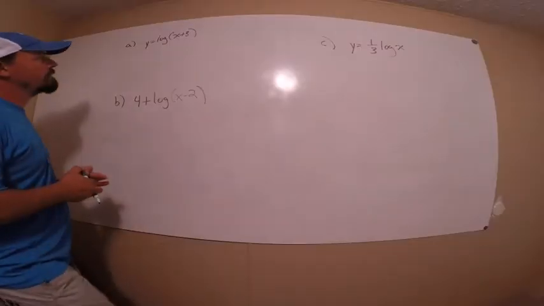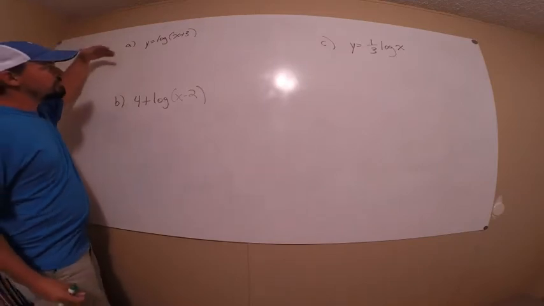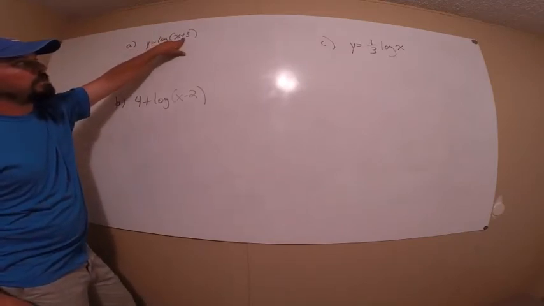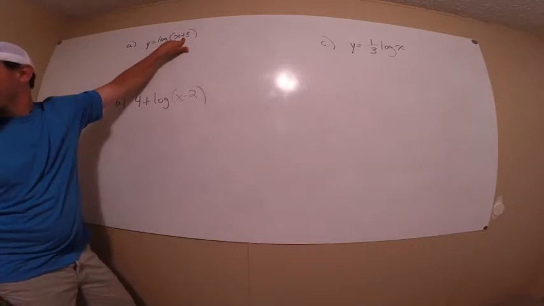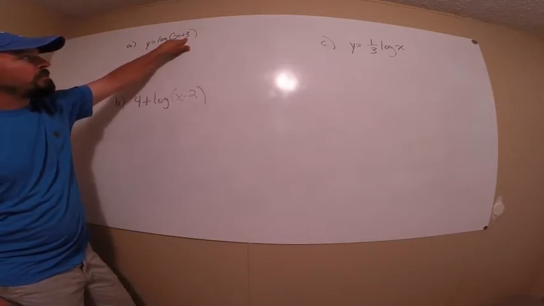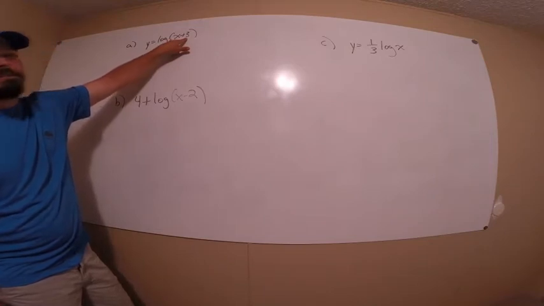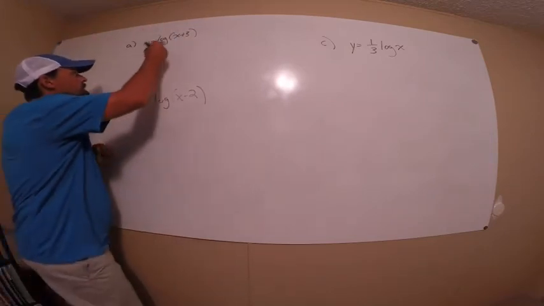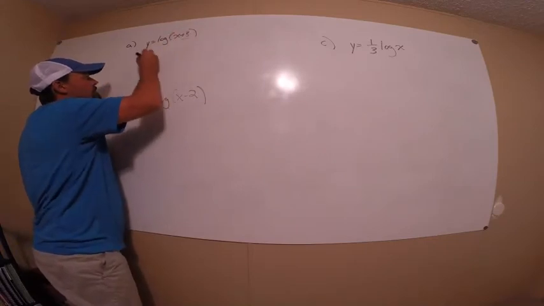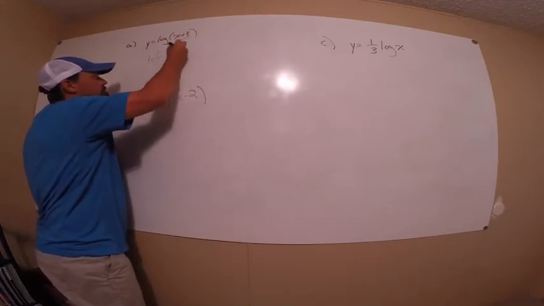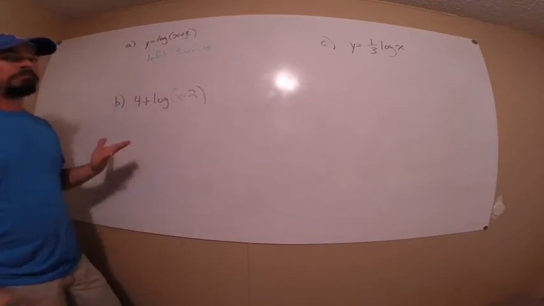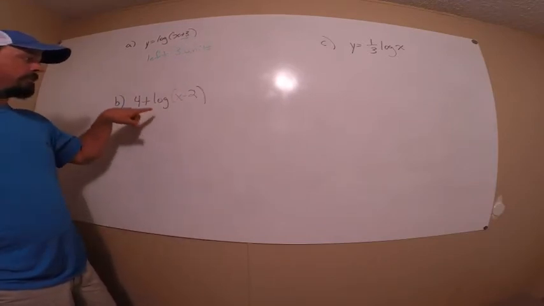So, let's use the knowledge that we've learned in the past couple sections and chapters. It's on the inside. That means it's going to move left or right, right? So, it's a positive on the inside here, so it's actually going to move to the left. Okay, so it's moving to the left 3 units.